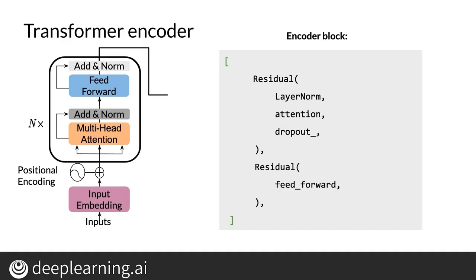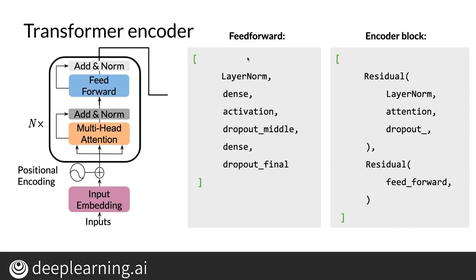Then you have the encoder block. The encoder block has a layer norm, has the attention, then the dropout. And then it has another residual connection within a feed forward. So this is the code for this image over here. Putting them together, you have the feed forward here. And then you have the encoder block, which has the feed forward and two residual connections, the first one and the second one here.